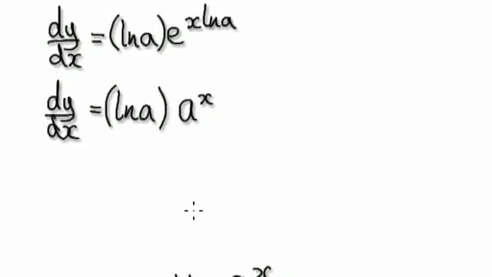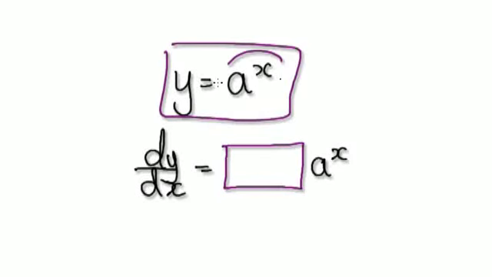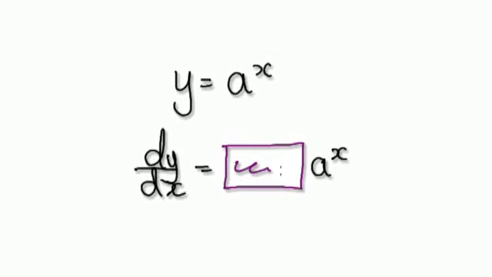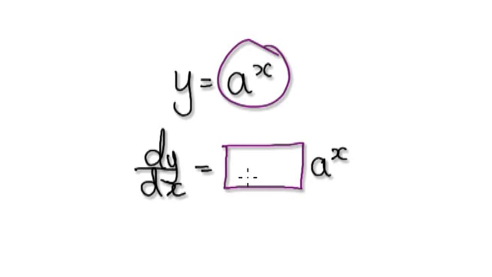When we first started out, when we first tried to differentiate this, I would normally say dy by dx would be some sort of constant times by itself. Well, this constant is actually the natural log of a. This mystery number. So to differentiate this, dy by dx will be some constant times itself. This constant is actually the natural log of a.